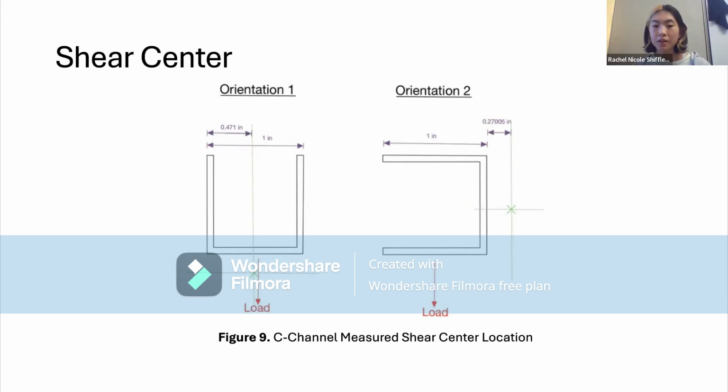Based on the calculations from figures 6 and 7 and the orientation of the C channel, our measured shear center is close to the line of symmetry and outside the C channel. This matches our predictions for shear center of the C channel.